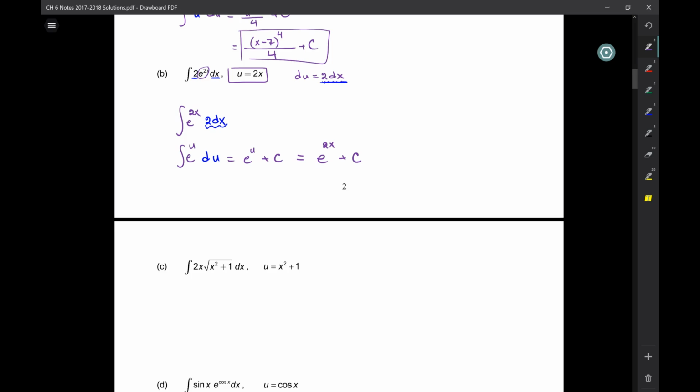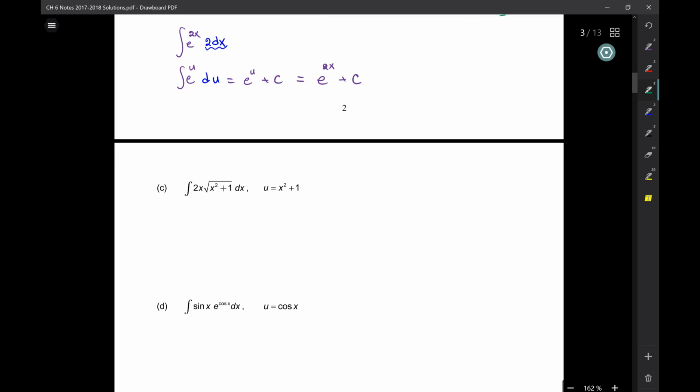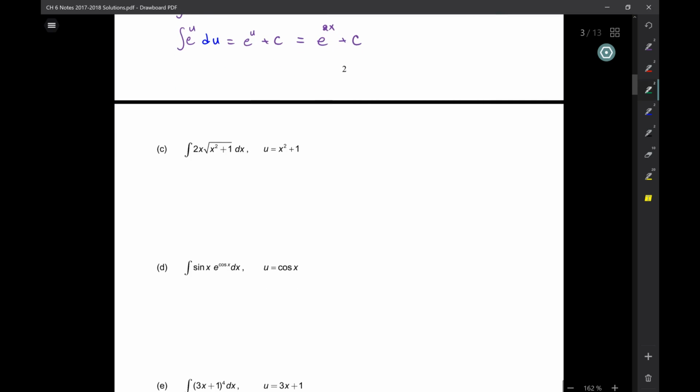How did du go? Well, e to the u du, the integral is e to the u. So remember in the last chapter when you have e to the x dx, that whole thing just turns into e to the x when you take an integral. Okay. Let's do one more together.